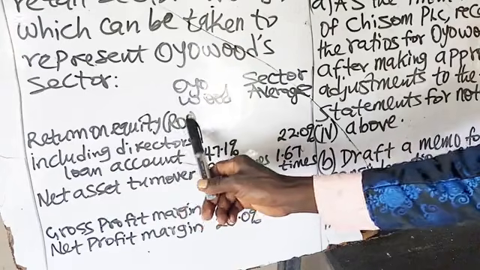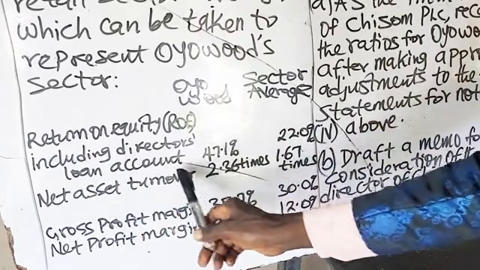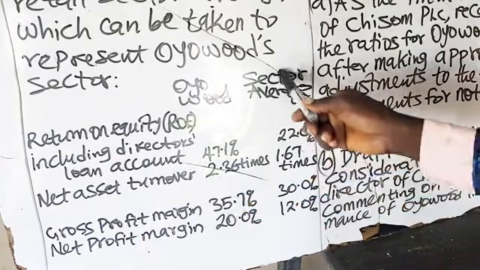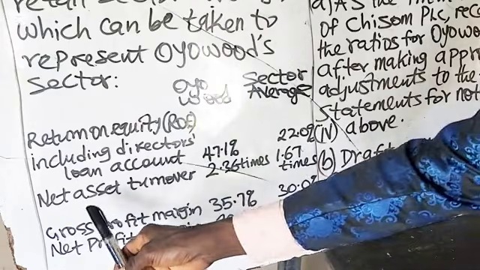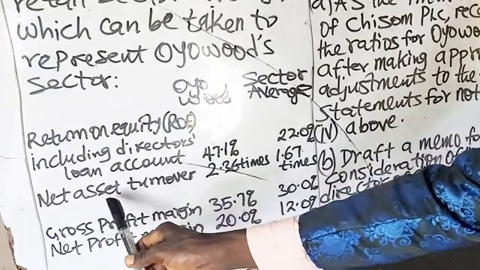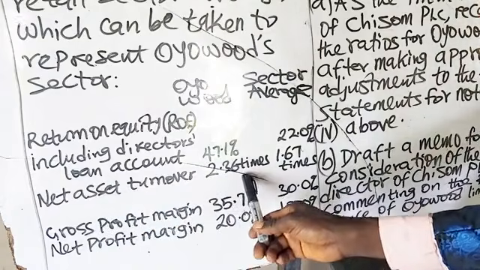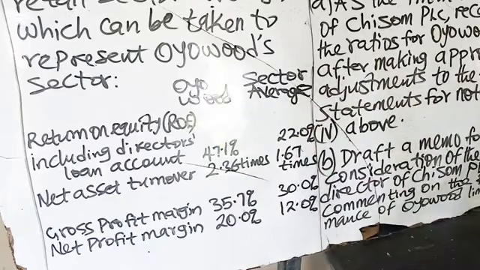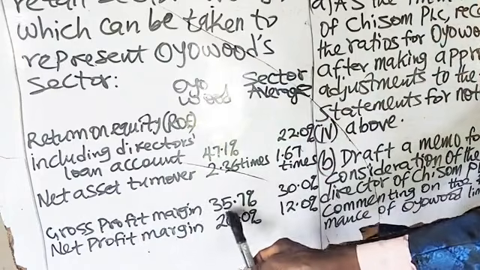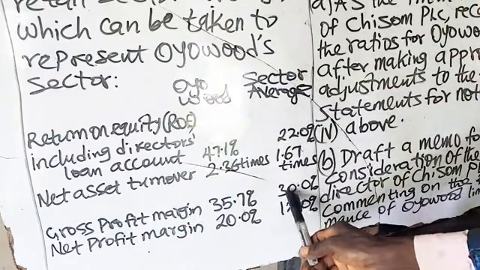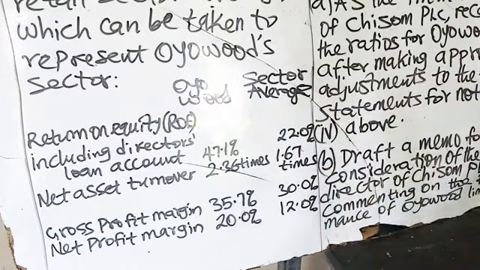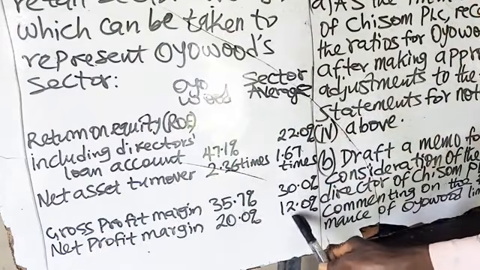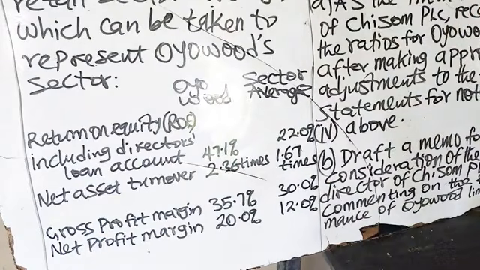Return on equity, ROE, including directors' loan account: 47.1% for Oyowood and 22.0% for the sector average. Then net asset turnover: 2.36 times for Oyowood and 1.67 times for the sector average. Gross profit margin: 35.7% for Oyowood and 30.0% for the sector average. Net profit margin: 20.0% for Oyowood and 12.0% for the sector average.